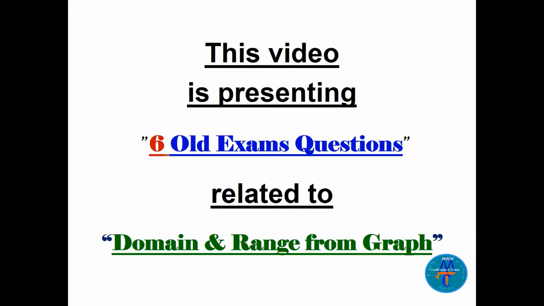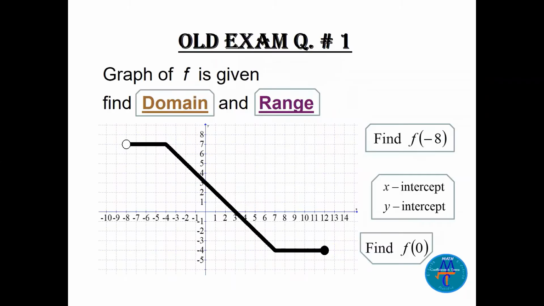This video is presenting 6 old exam questions related to domain and range from the graph. This is related to lecture 29 of the algebra course. Let's start with question number 1. Given the graph of a function f, we need to find the domain and the range, f of minus 8, x-intercept, y-intercept, and f of 0 also.